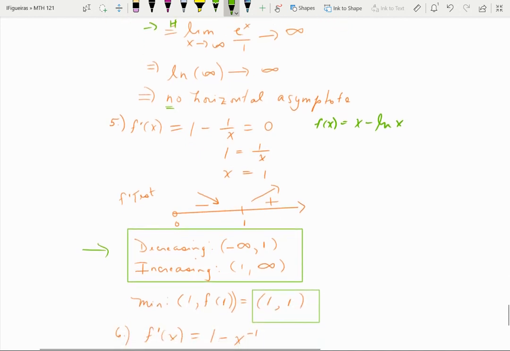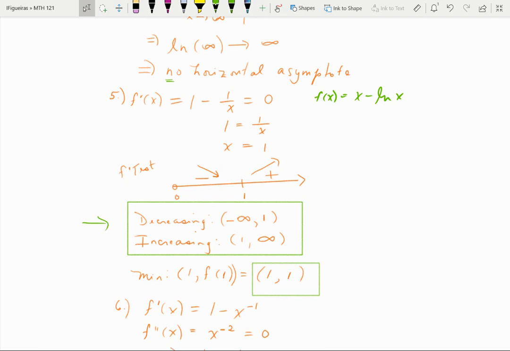Now we move on to maxes and mins. So when x is 1, f of 1 is 1. And again, when you're finding maxes and mins, you're plugging it back into the original function. So when x is 1, you have 1 minus ln of 1. Remember that ln of 1 equals 0. So we have a point, a minimum at 1, 1. And now we're ready to find the second derivative.